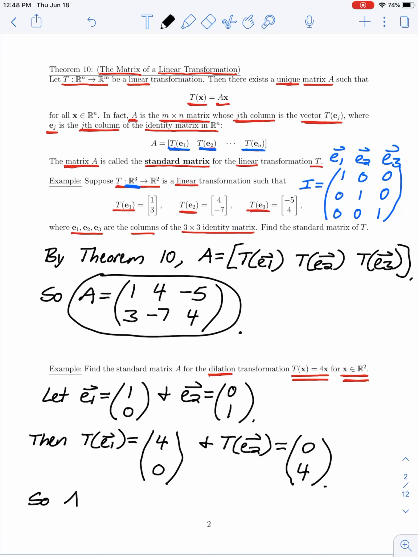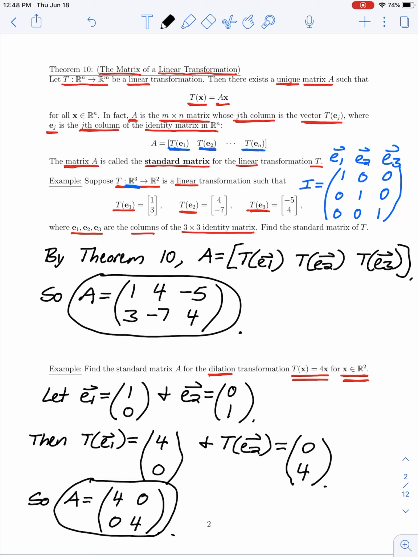So our standard matrix for this transformation A would be the matrix which has these images as its columns. That is the matrix whose first column is 4, 0, and whose second column is 0, 4. All right. So these first few examples, along with Theorem 10, illustrate that to define the matrix of a linear transformation, we just need to find the image of these basis vectors, E1, E2, E3, and so on.